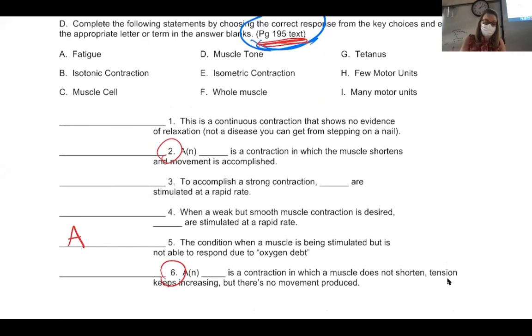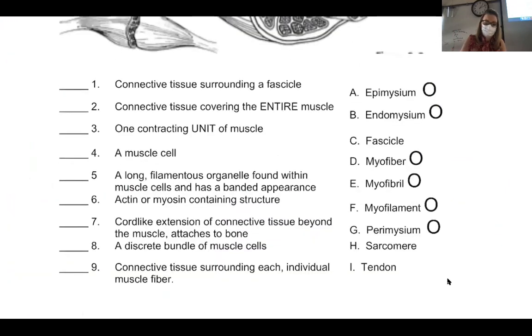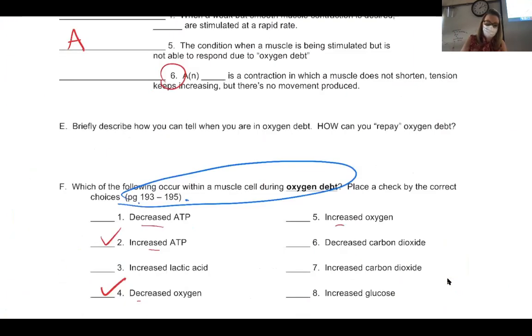You should know the rest of these, like isotonic, isometric. So this one is equal length. So that's a plank. This is equal tension. That's lifting weights. The few and many motor units, that's what I just talked about in the response there. Okay, let's move on.